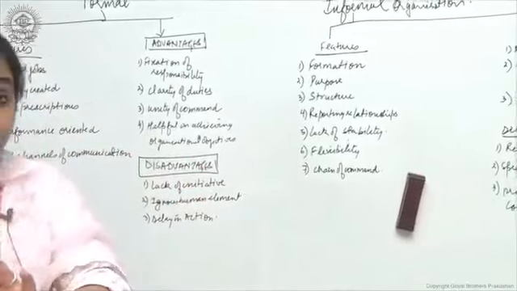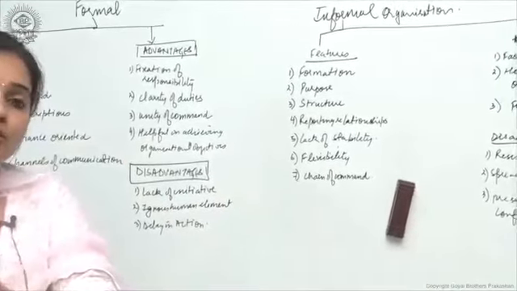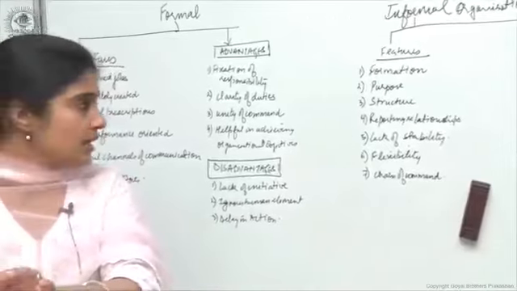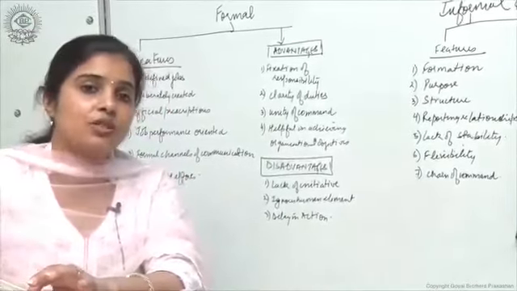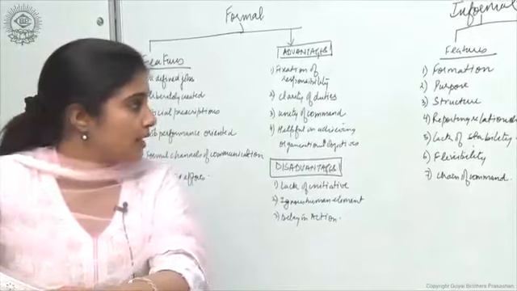What is the main purpose of an informal organization? It is to satiate the social needs. It is to satiate or satisfy the social needs of the employees of an organization.